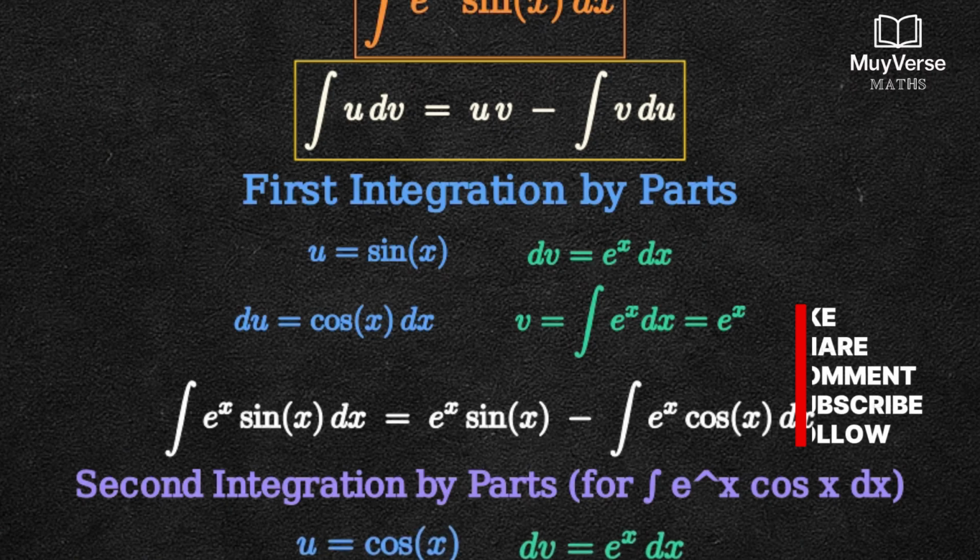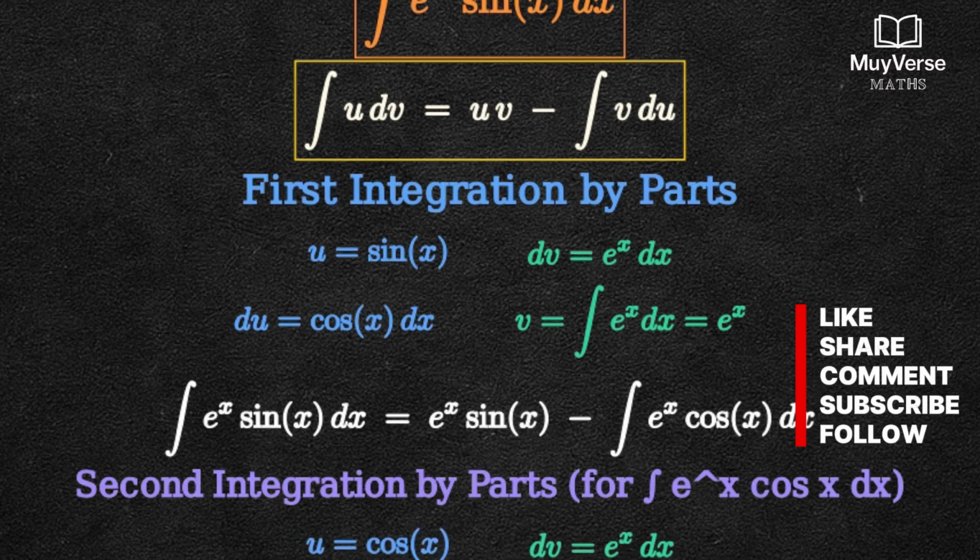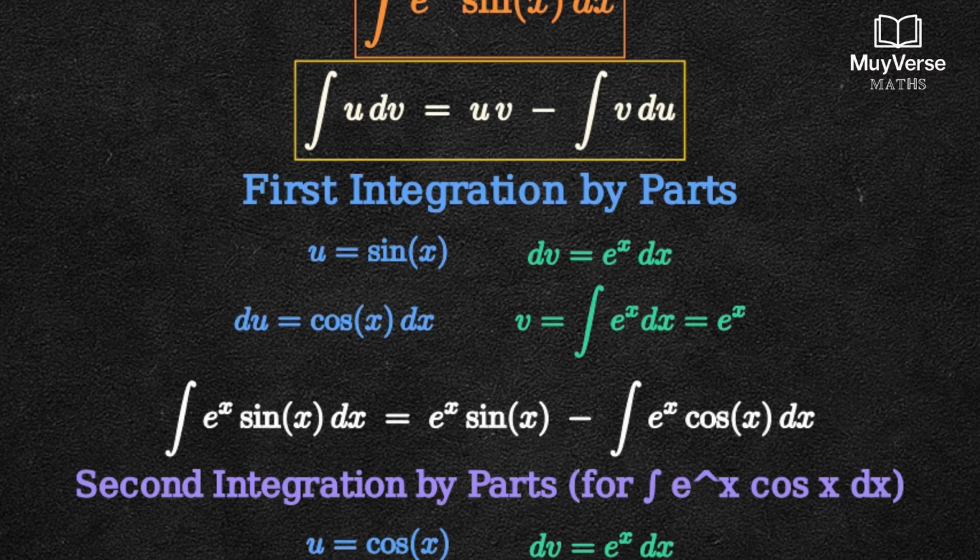Choose u equals cosine x and dv equals e to the x dx. Then du equals negative sine x dx and v equals e to the x. So the integral of e to the x cosine x dx equals e to the x cosine x plus the integral of e to the x sine x dx.